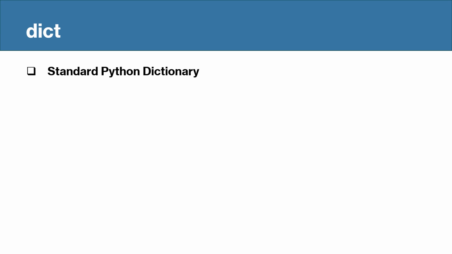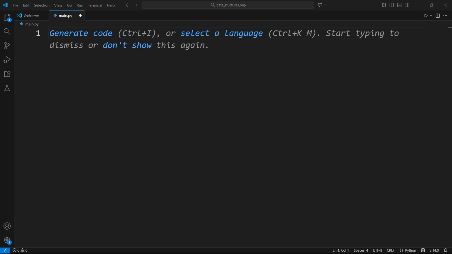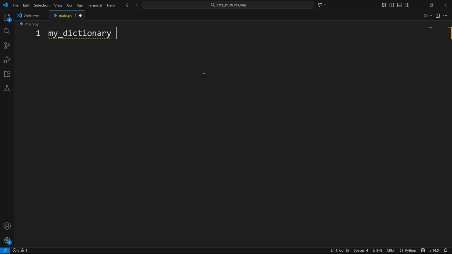The dict data structure is the standard Python dictionary. It's indexed using keys, and here's the format for creating a dictionary. Let's switch to VS Code and create one. Let's create a variable named myDictionary. Now let's assign it curly braces. So in the dictionary, we specify the key value pairs. So let's create a key of apple, and then a colon, and a value of 199. Let's add another key value pair. Let's call this banana, and let's give it a value. And let's do one more key value pair, and let's name that carrot, and give that a value.